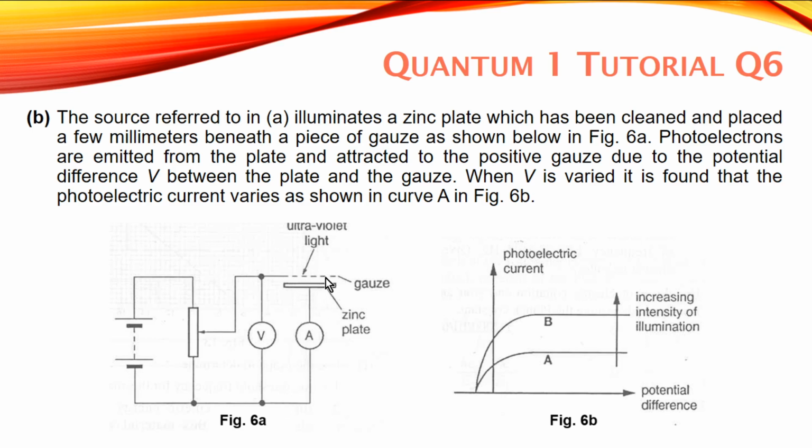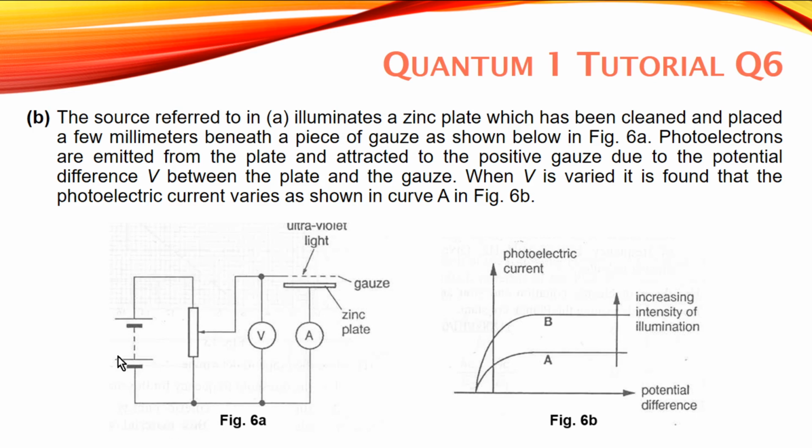So this gauze has many openings, so it lets in the ultraviolet light, and the main action is when the ultraviolet light strikes the surface of the zinc plate. And what happens when the UV light hits the zinc plate? Well, the photoelectric effect. Photoelectrons, which are just electrons, are emitted from the plate. Then when the electrons are emitted, they will all be attracted to the positive gauze. It's positive because it's connected to the positive terminal of the battery.